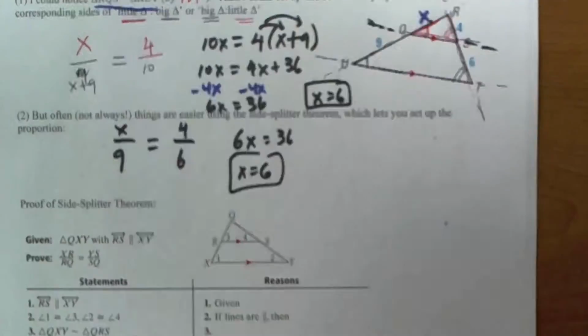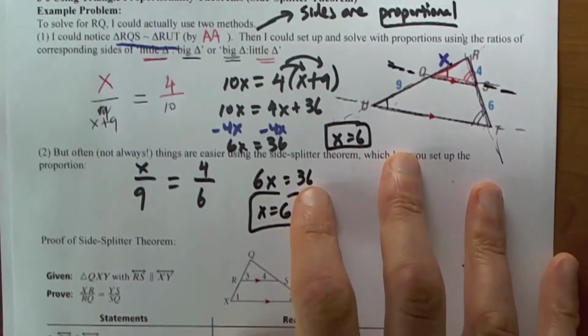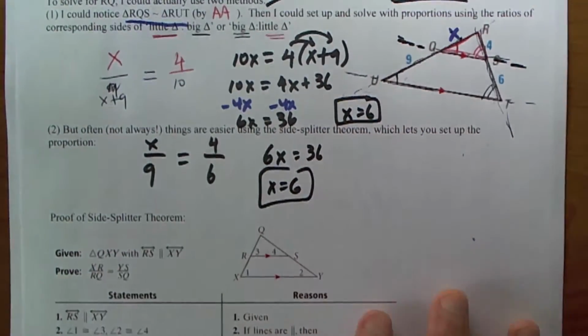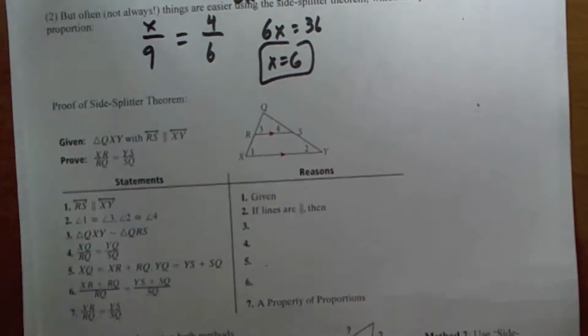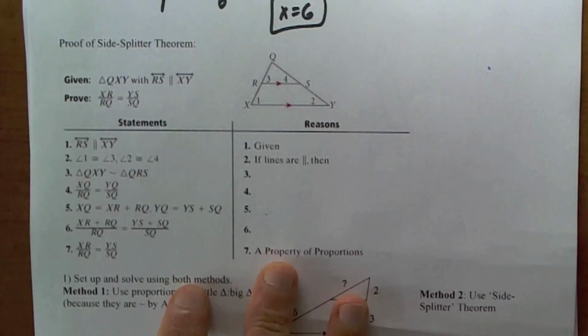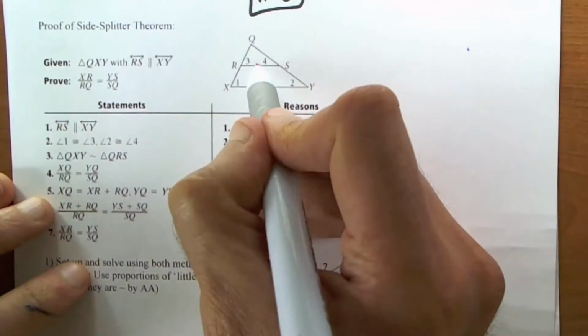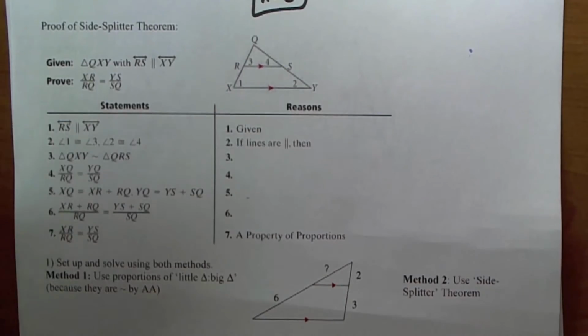Let's jump back to side splitter here. And again, this one worked because we had parallel sides. Let's talk about why do we need parallel sides. So before we really get into using the side splitter theorem, let's prove why it works. Okay? So if I have parallel lines, let's talk about that.